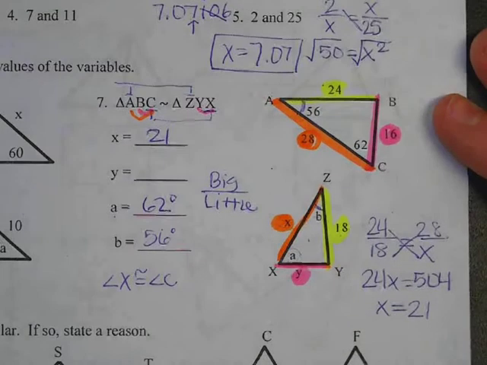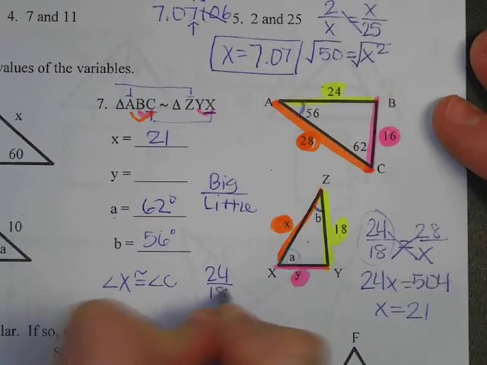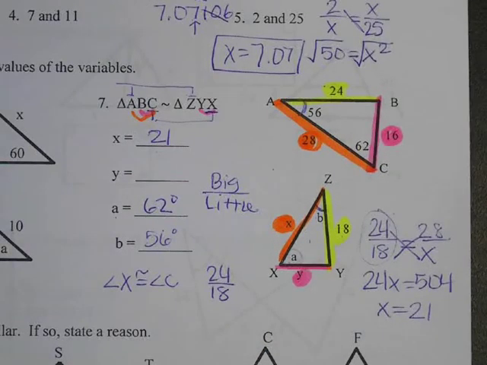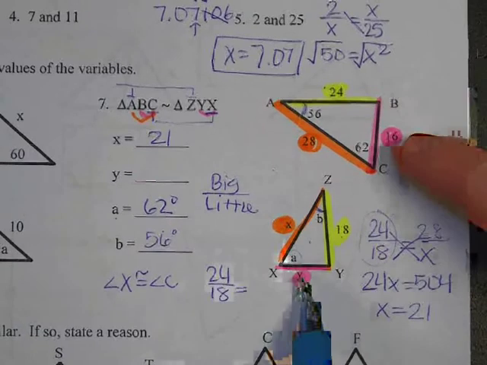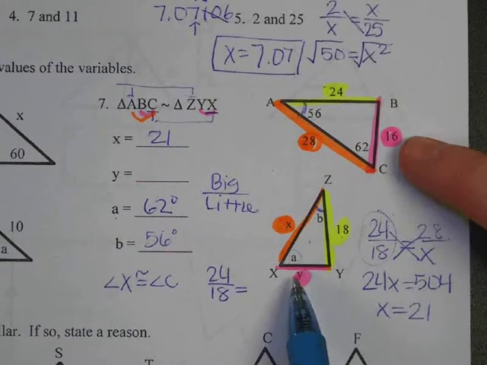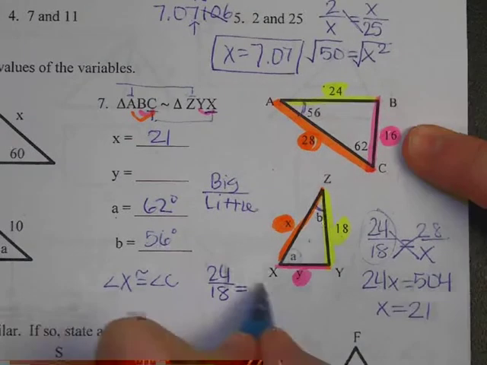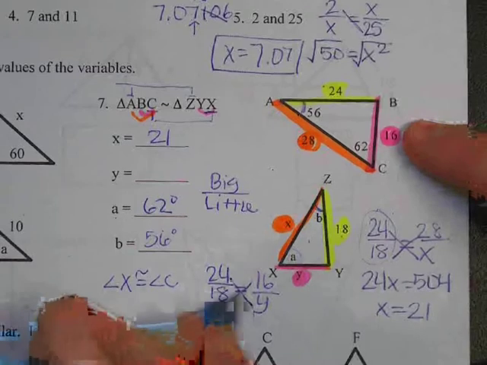Now I want to do the same thing, set up the same proportion with 24 over 18, my basic ratio. And I'm still doing big over little, but this time we're going to compare it with Y. So it needs to be equal to, the pinks go together, so 16 and Y. Whatever number comes from the bigger triangle, which would be 16, goes on top. So 16 over Y. Now we're going to cross multiply.